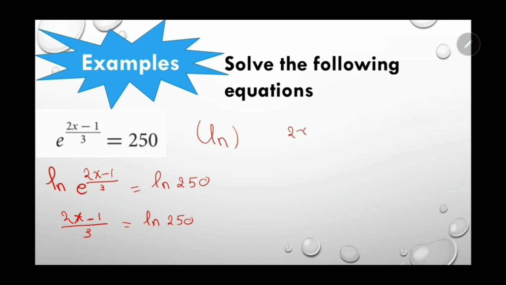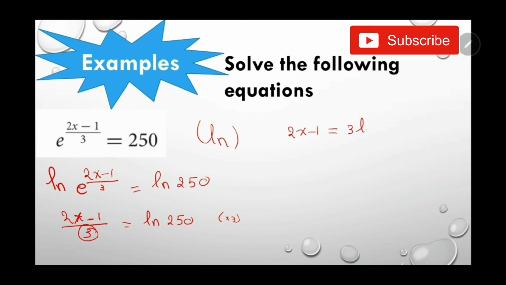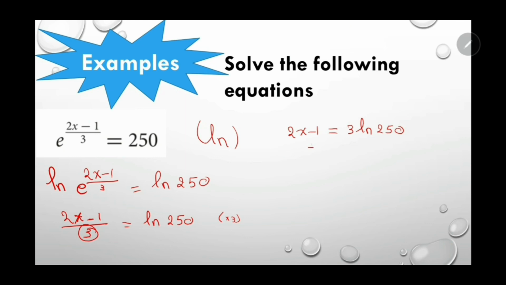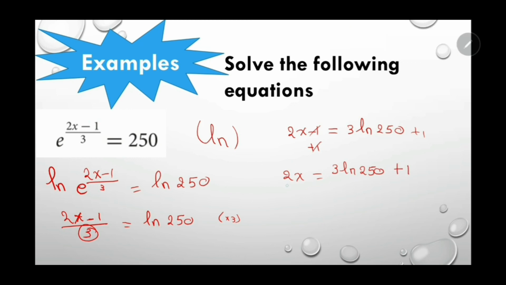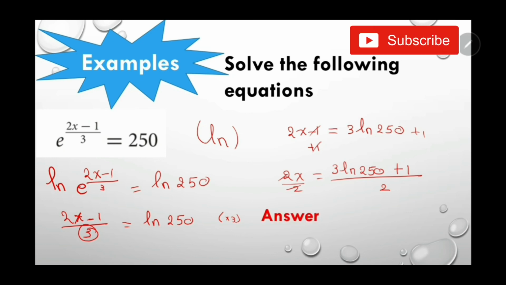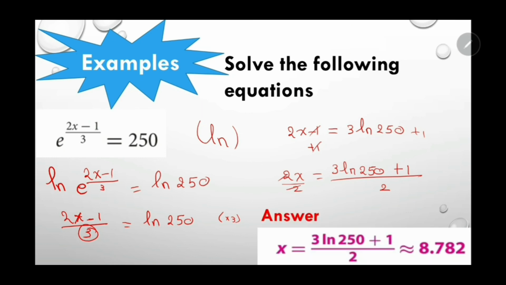Now we have to multiply both sides by 3. This gives us 2x minus 1 equals 3 times ln 250. Then, to isolate it from the minus 1, we add 1 on both sides. So it will be 2x equals 3 ln 250 plus 1. And finally, we find x by dividing both sides by 2, and this is the result.